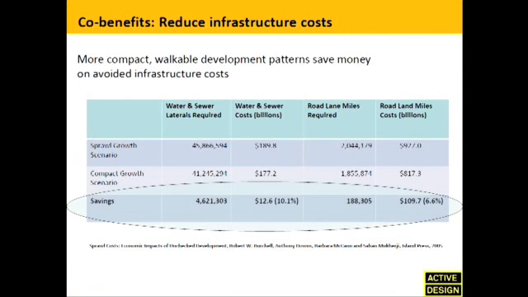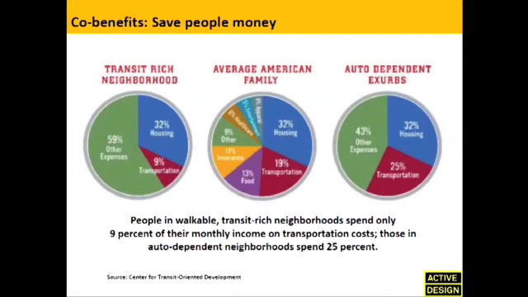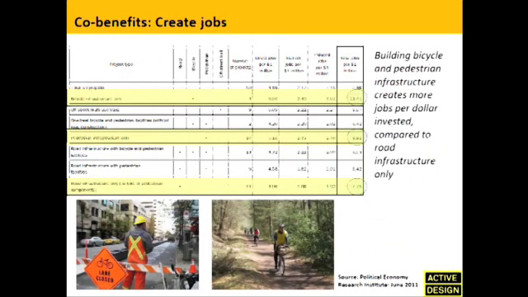So this study shows the costs of building sprawled infrastructure compared to a more compact infrastructure in communities. So there are savings to be had not only in the building of this infrastructure, but in actually maintaining this infrastructure over time. Households can also save money, and so this is a very important social equity issue. People who live in walkable, transit-rich neighborhoods typically spend, this is in the United States, about 9% of their monthly incomes on transportation costs, compared to 25% of their monthly incomes in completely auto-dependent neighborhoods.